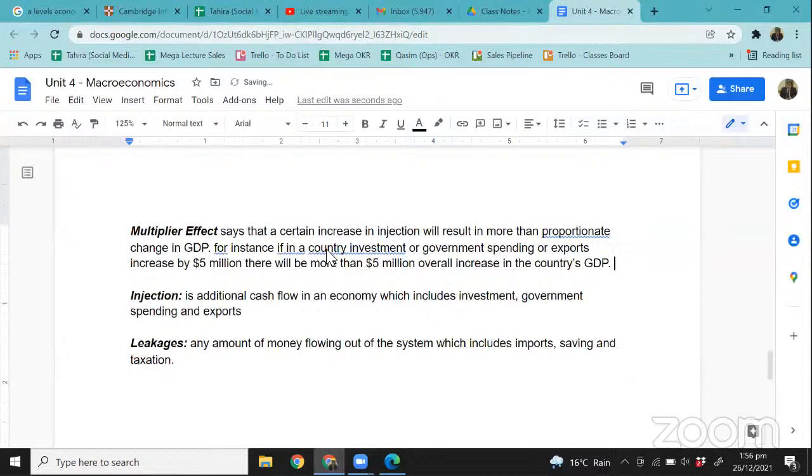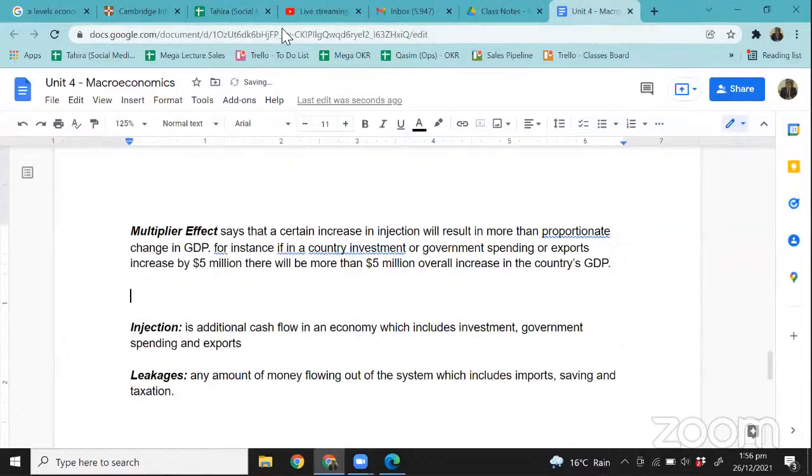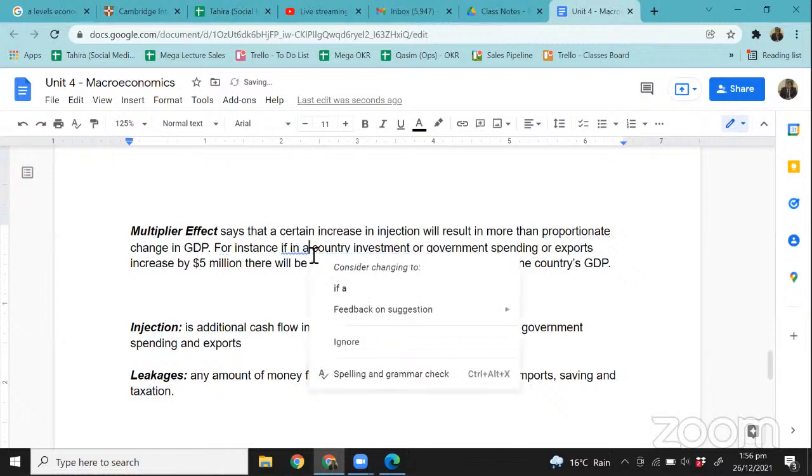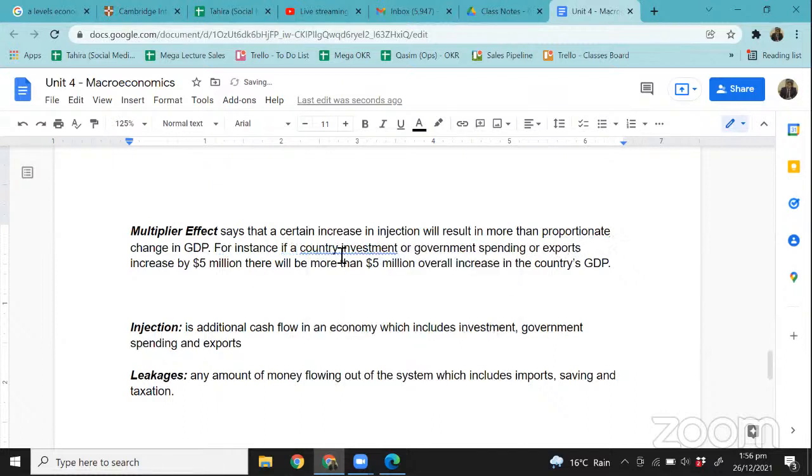Okay. Now moving towards the formula, right? Now let's look at the formula for the multiplier effect. Towards the end of the last class, I told you that it has two possible formulas. So we can calculate the multiplier effect through two possible formulas. One is very simple. One would be change in GDP divided by change in injection, right?